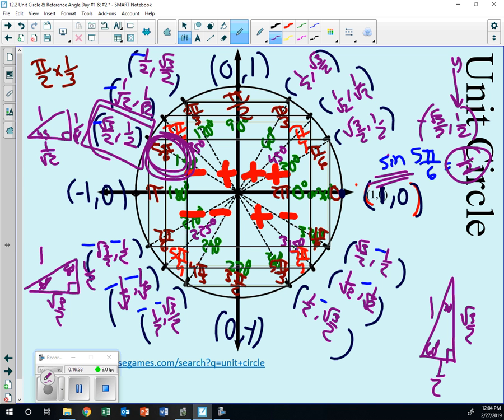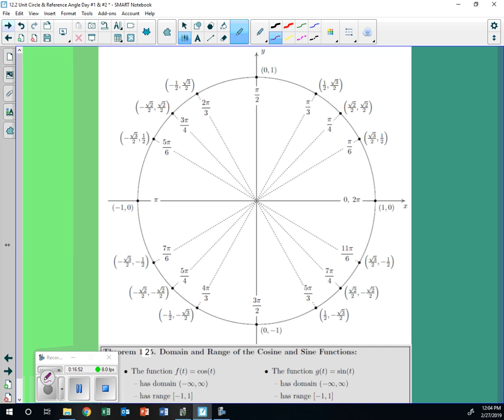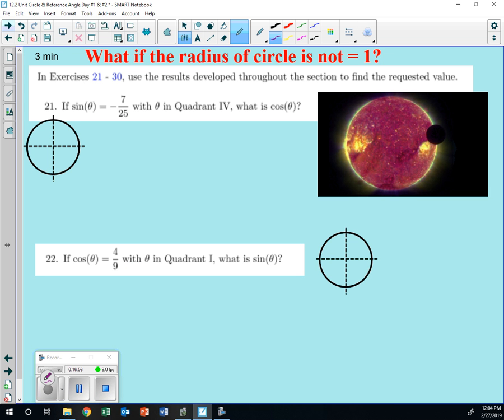And you can find the cosine of 150 degrees. You can find the tangent of 11 pi over 6. It's all there. All you have to do is have this. Now we're going to look at shortcuts on how to do portions of it, but this is why you do it. All right, and then here's a shorter version of it if you need it.